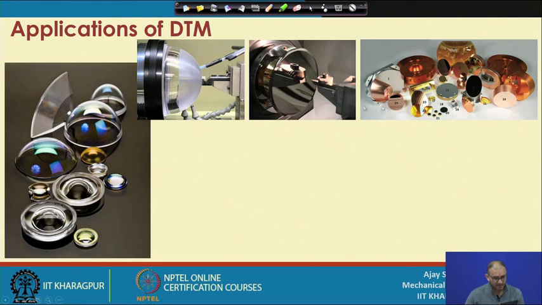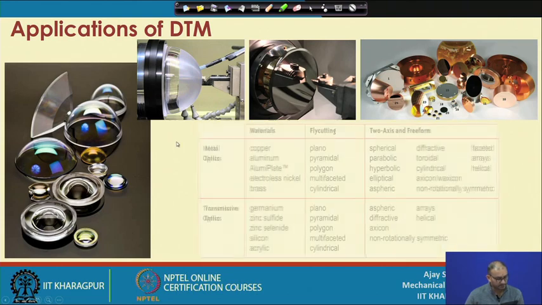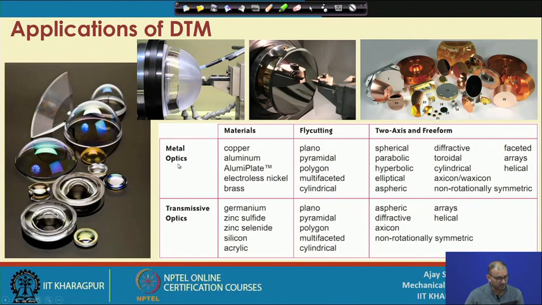depth of cut. Now, these are the different things, and now let us see the different domains. There are different types of optical materials, metallic optical materials available, and transmissive optics are also there. The materials are copper, aluminum plate, electroless nickel, brass. These materials can be processed by the diamond turning operation, and this is the fly cutting. We will see what fly cutting is. These are the different shapes you can fabricate by diamond turning operation on this metallic surface.